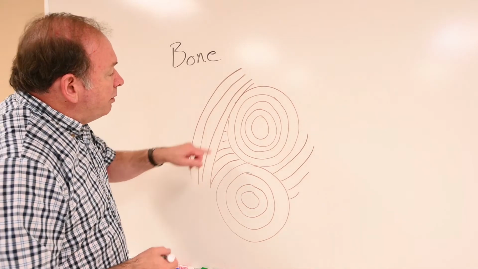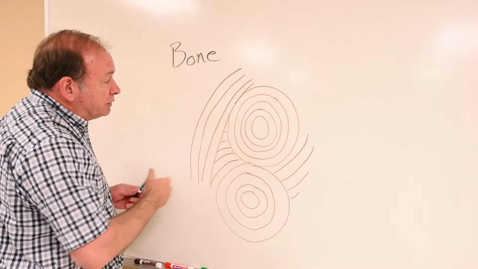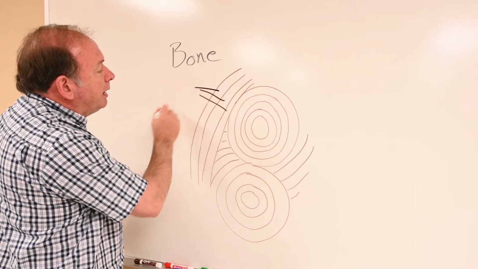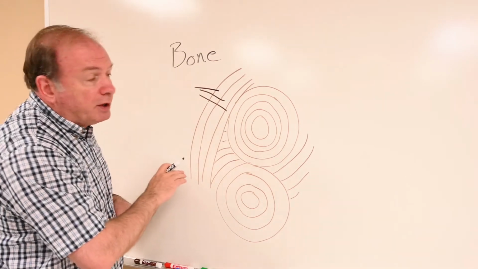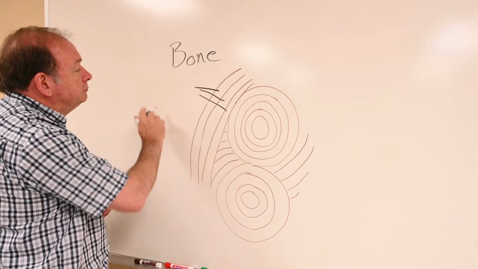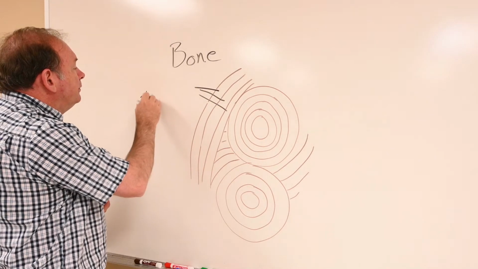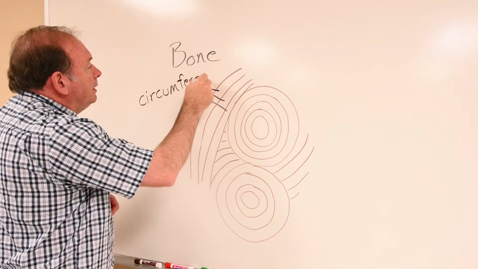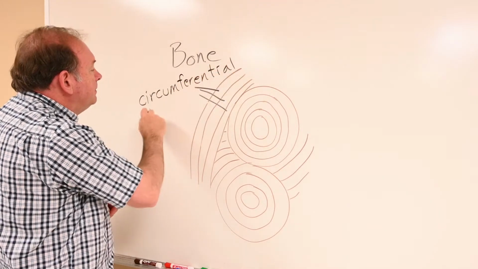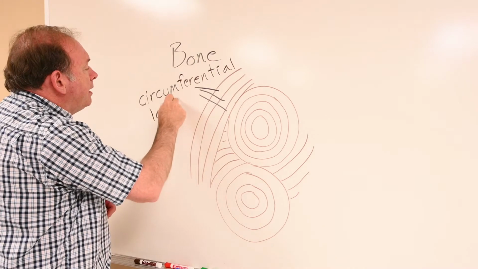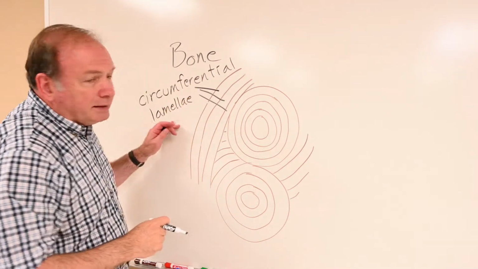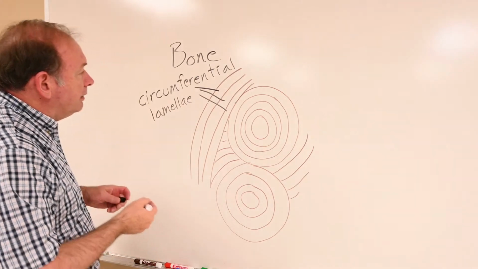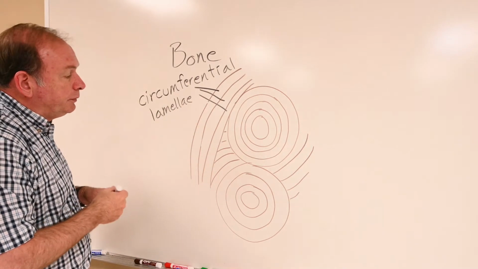These layers of bone matrix on the surface of the bone out here are called circumferential lamellae. Lamella is just a fancy word for layer, but anyway, lamellae, many layers of circumferential matrix.